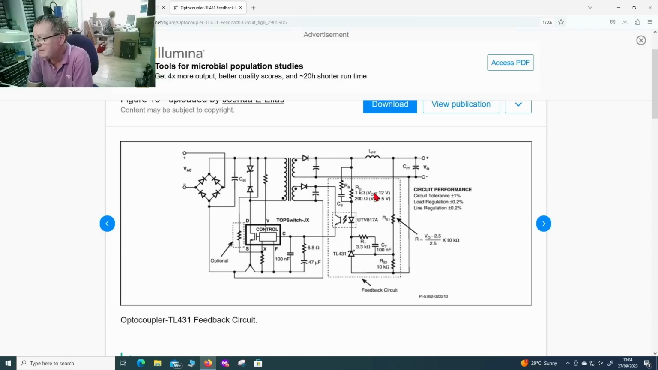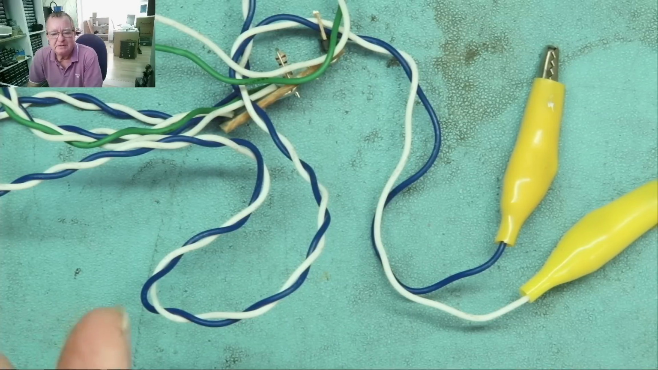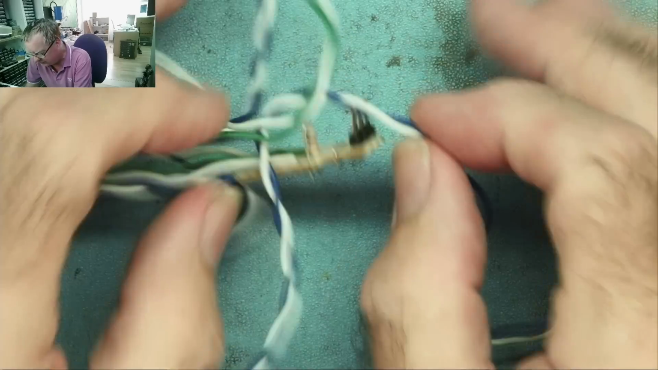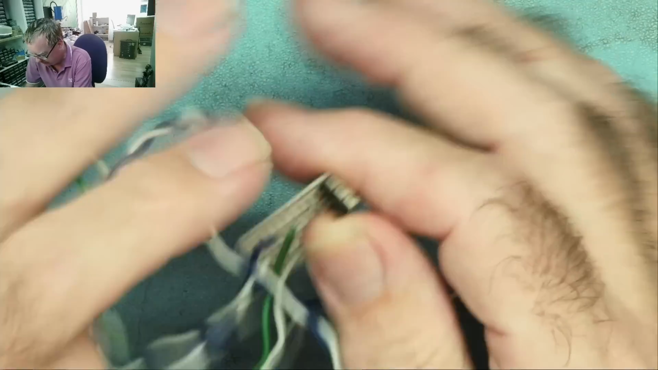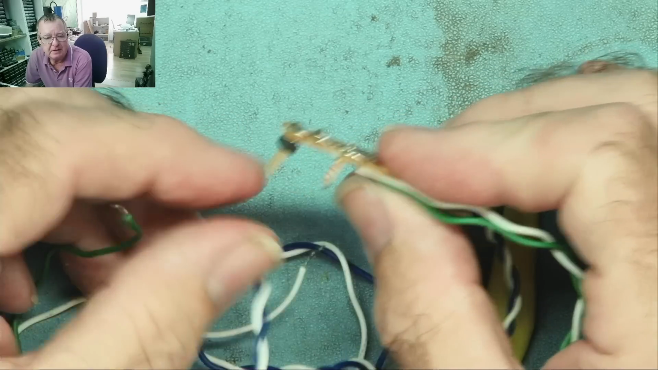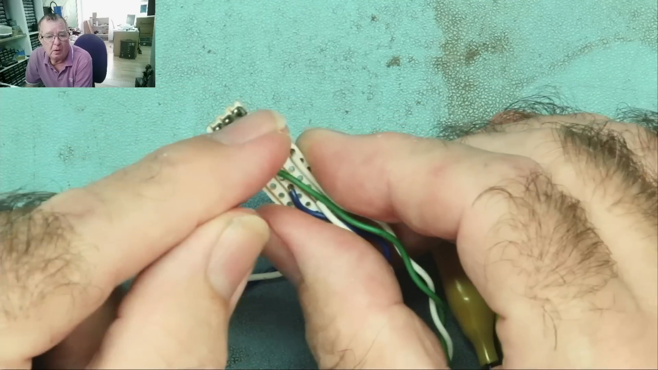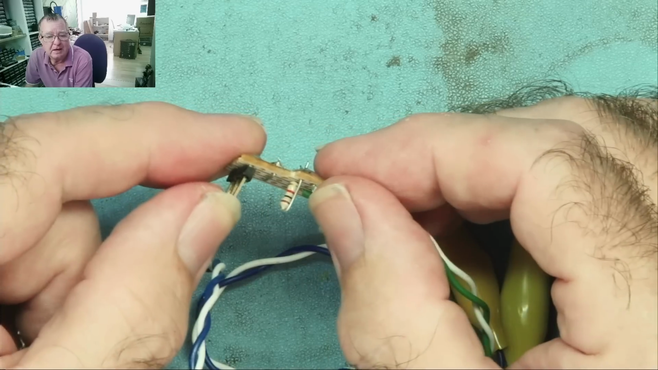Okay, so let's have a look at how to test the TL431s, and also how to test this whole circuit on a power supply in circuit without removing components. How can we test the TL431? Well, the simplest way is with a little tester like this. This is built on a little bit of Vero board. You can see it consists of a little pin header with 3 connections, a wire link, and a 1K resistor.